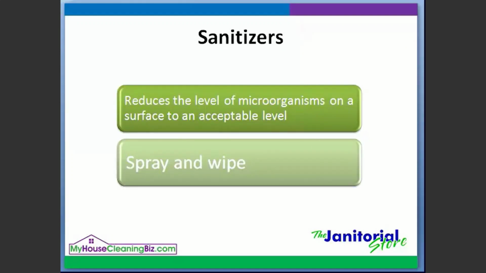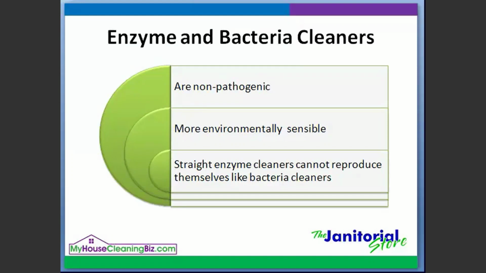Sanitizers are designed to reduce the level of microorganisms on a surface to an acceptable level. Sanitizers can have either an alkaline or acid pH. There are many different types of sanitizers. The two most common types of sanitizers are quaternary ammonium compounds and sodium hypochlorite, also known as chlorine. They don't need the dwell time of a disinfectant, which is why they are ideal for a spray and wipe procedure. Products used to disinfect or sanitize in a solution are often termed microbiocides.